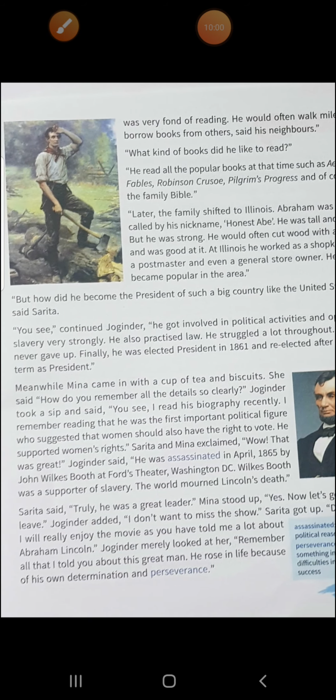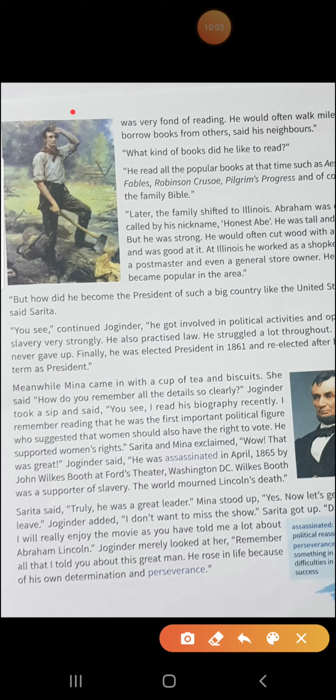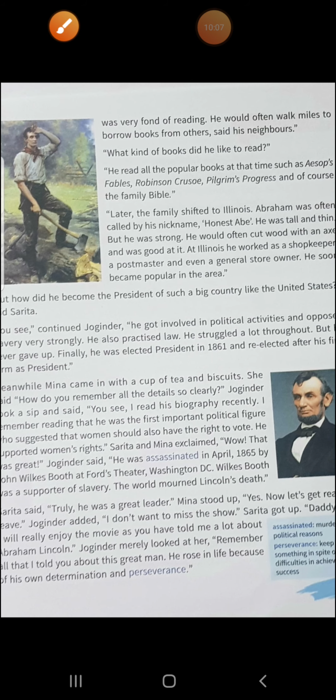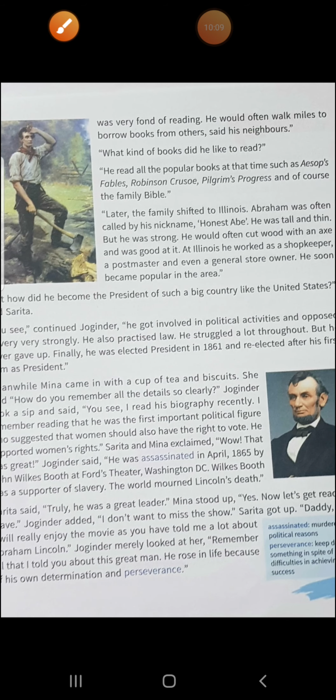Here we can see him in this picture. He was thin, but he was tall. You can see here, he was tall and thin, but he was very strong. It was not like he was thin, so he was not strong. It was not like that. He was thin, still he was strong.